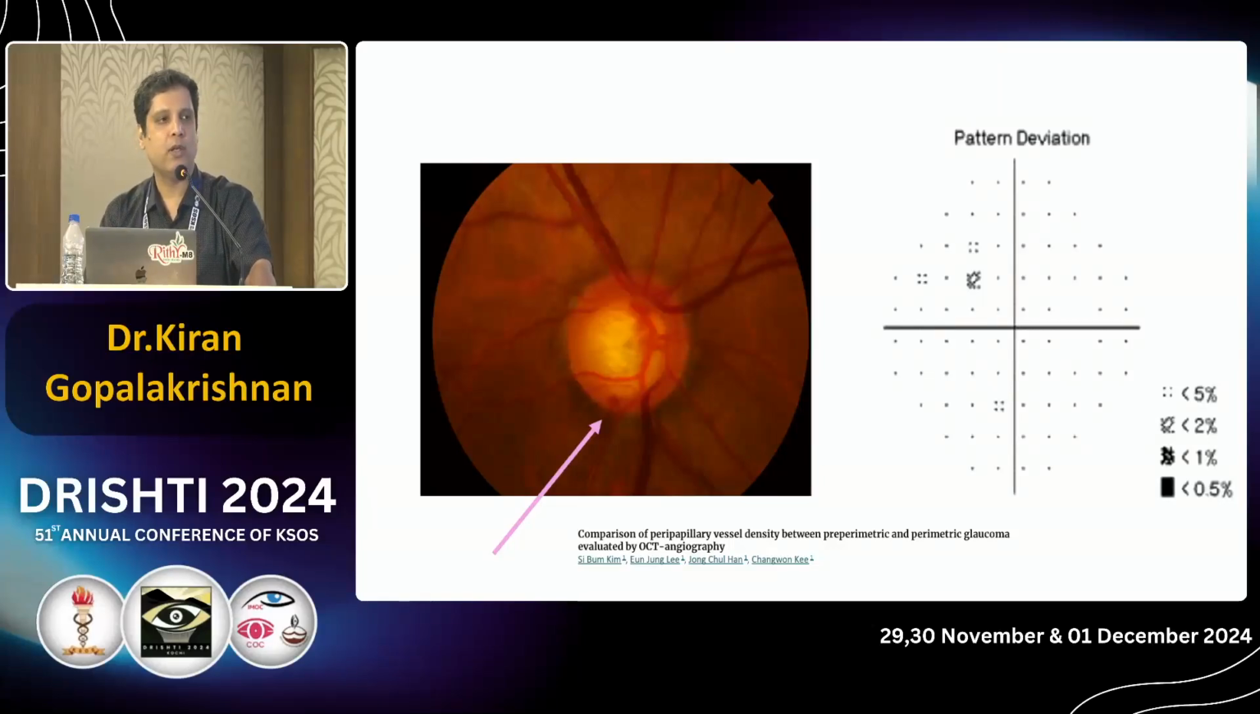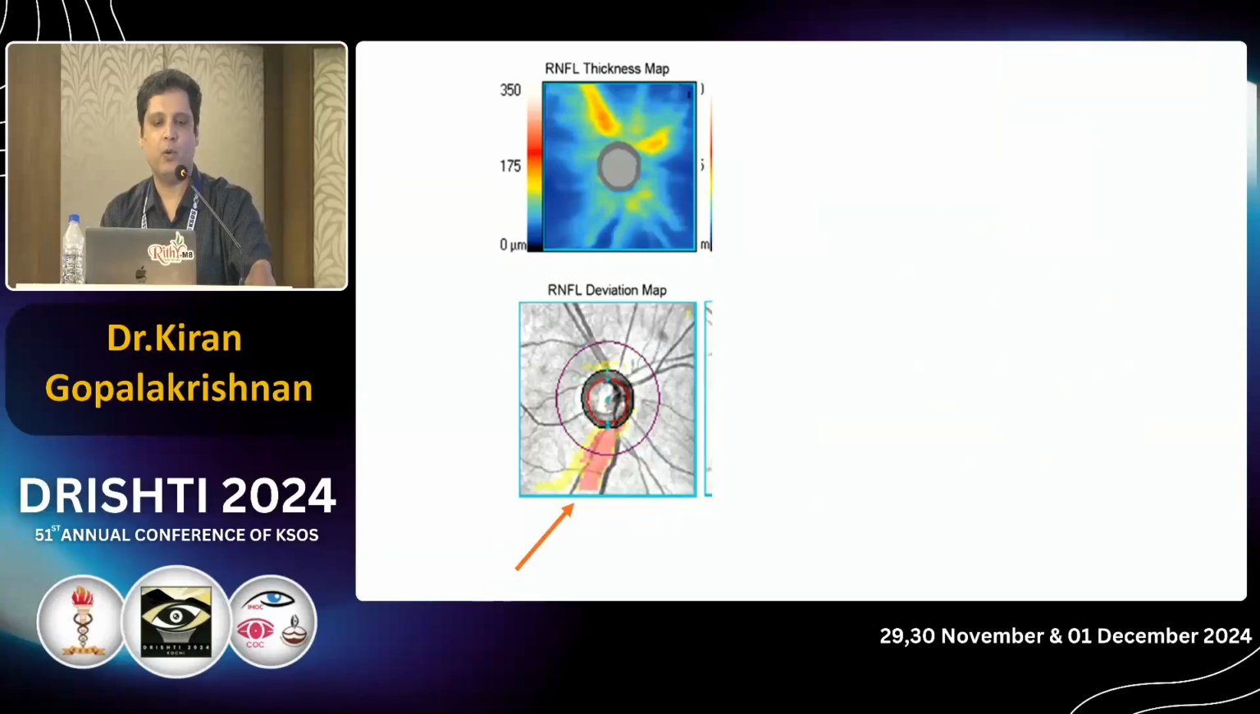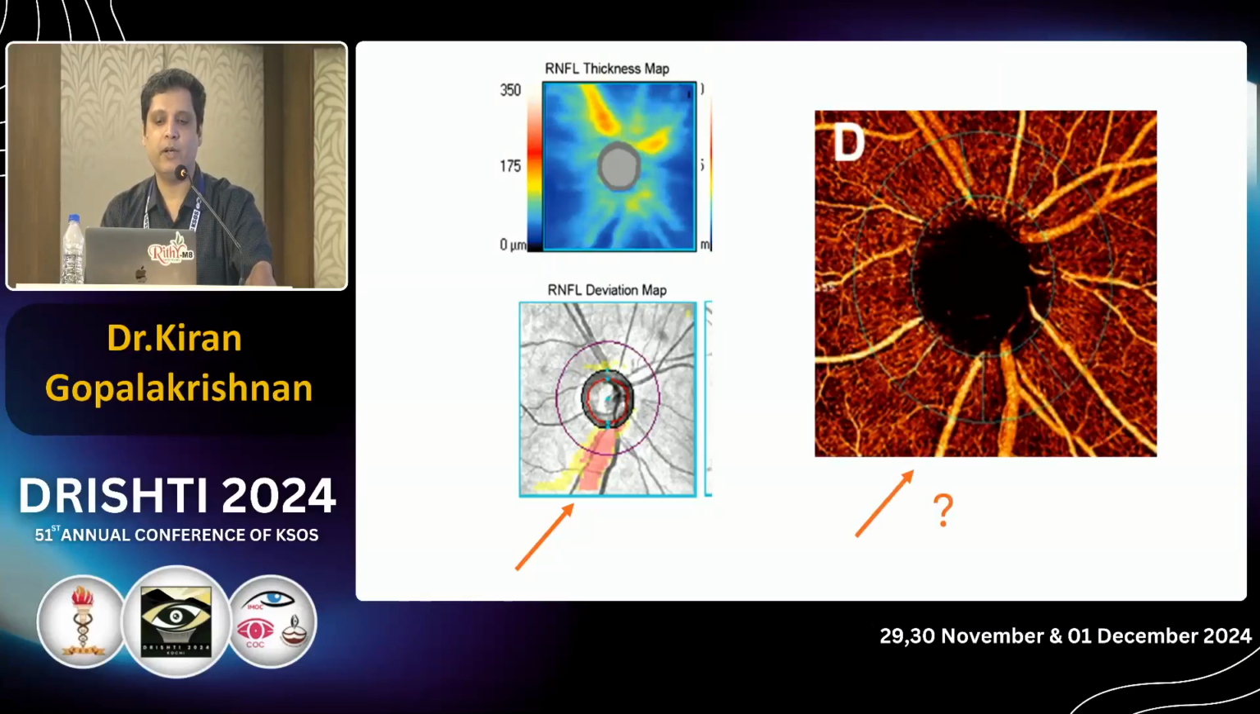A quick example, you can see an inferotemporal hemorrhage there. The field is more or less normal, so this is a pre-perimetric glaucoma. The RNFL deviation map is easily picking up the loss of RNFL there in the inferotemporal region, but the OCTA is not picking up anything there.